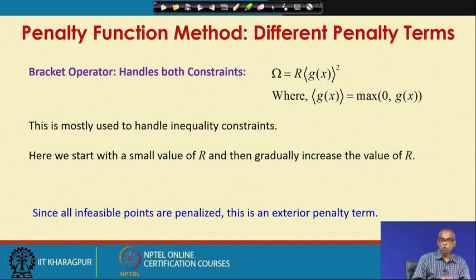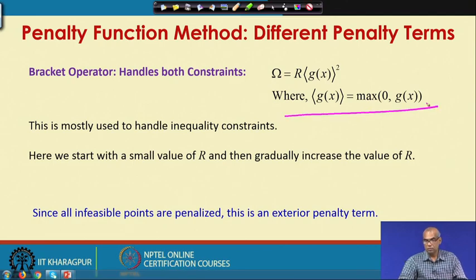The bracket operator handles both constraints, which is defined as max(0, g(x)). So, the maximum value of 0 or g(x). The bracket operator is mostly used to handle inequality constraints. Here we start with a small value of R and then gradually increase the value of R. Since all infeasible points are penalized, this is also an exterior penalty term.